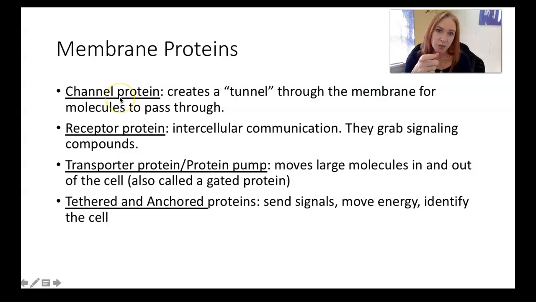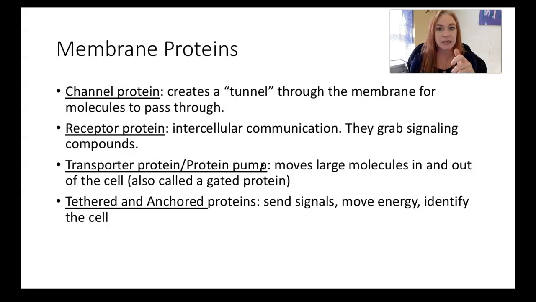There are channel proteins. So that's a protein that goes all the way through the membrane, through both layers, and it's got a tube in the middle. Channel proteins help create a passage through the cell membrane that larger or charged molecules can diffuse through. And we're going to talk about diffusion in just a sec. And we also have receptor proteins, and these are stuck to the outside as surface proteins or the inside as surface proteins, and they just kind of communicate with other cells and communicate inside of the cell what's going on with the cell. They also grab signaling compounds. Then we also have transporter or protein pumps, and these move large molecules in and out of the cell, very often across or against a concentration gradient. That will make more sense in a minute.